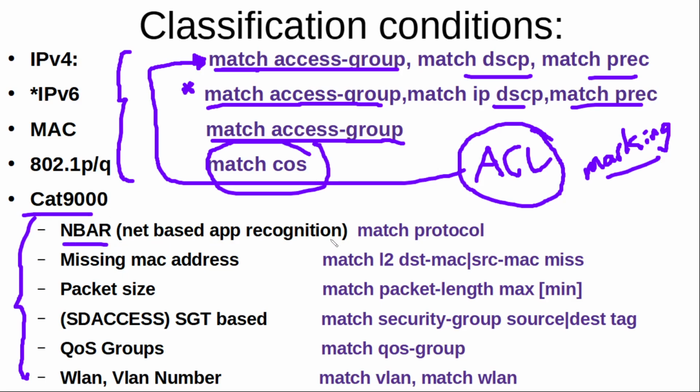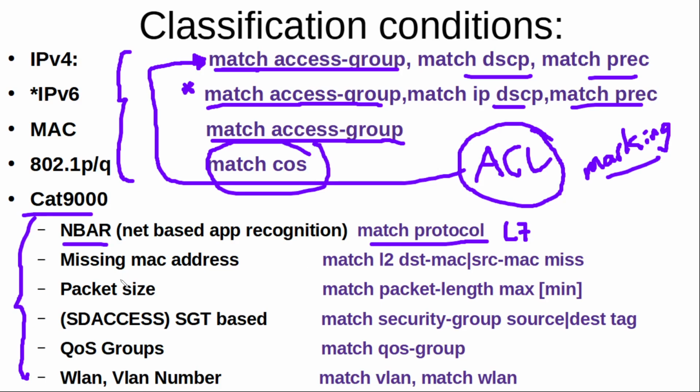So with NBAR, I can match the protocol. So NBAR will help me to identify protocols up to layer 7. So I can identify YouTube streaming traffic, Facebook traffic, Zoom, video calls, and so on. So this is actually really cool to distinguish traffic.